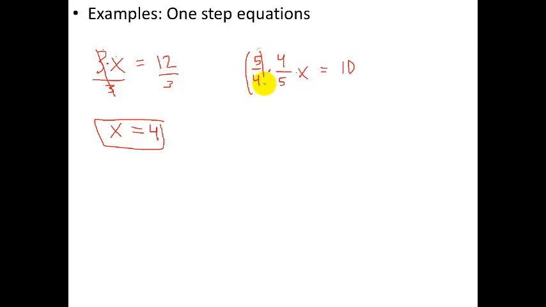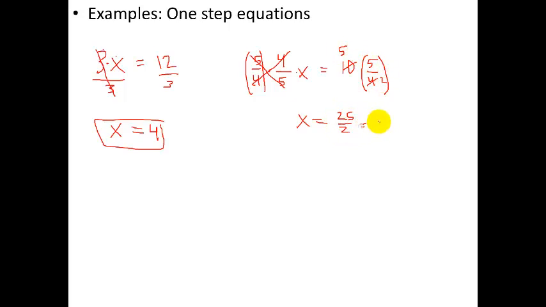You remember that we learned a long time ago in previous math classes, dividing by a fraction is the same as multiplying by the reciprocal. Okay, so the 5's cancel out, the 4's cancel out, and we're left with just x. So 5/4 of 10 is 50/4, or you could reduce the 10 and the 4 to be a 5 and a 2. So 5 times 5 is 25.